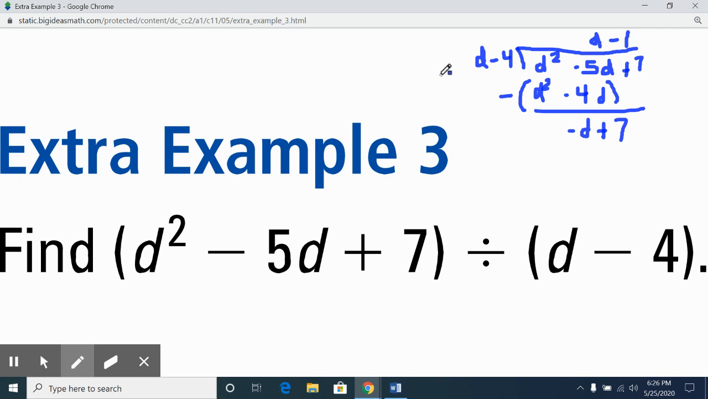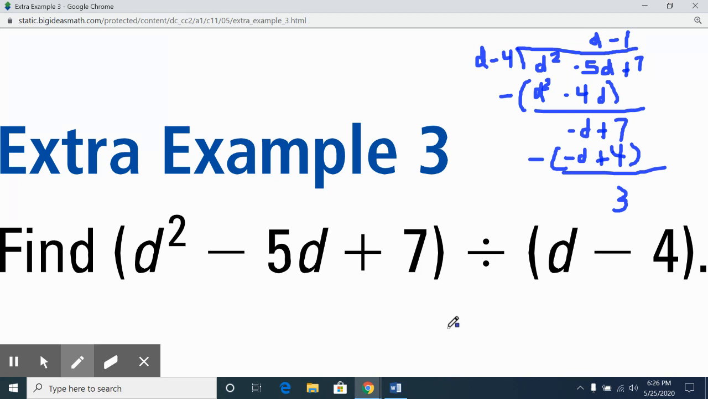Okay, now -1 times d, -d. -1 times -4, that's positive 4. Okay, that's a 4. We subtract. -d minus -d, that cancels. 7 minus 4 leaves me with 3. All right, so my answer is d minus 1 is my quotient with a remainder of 3.